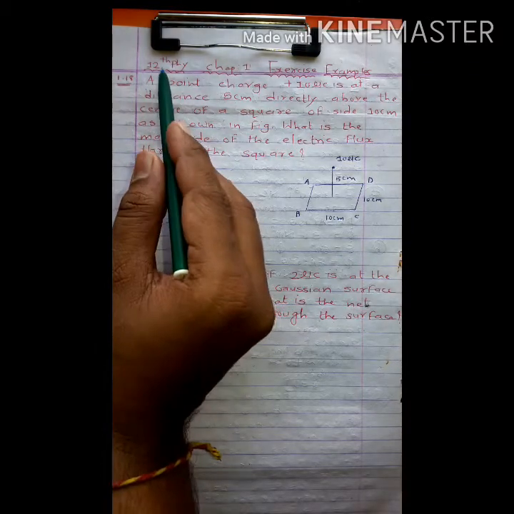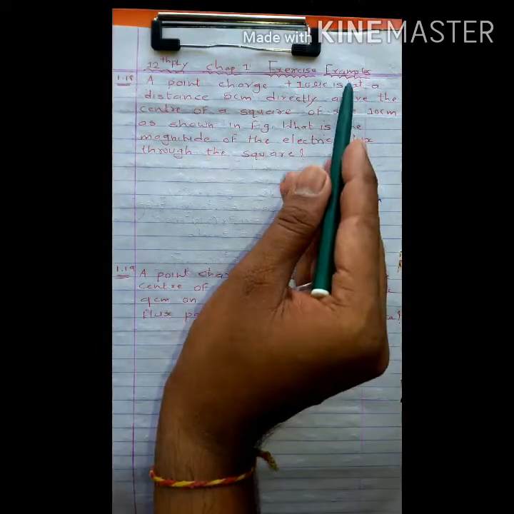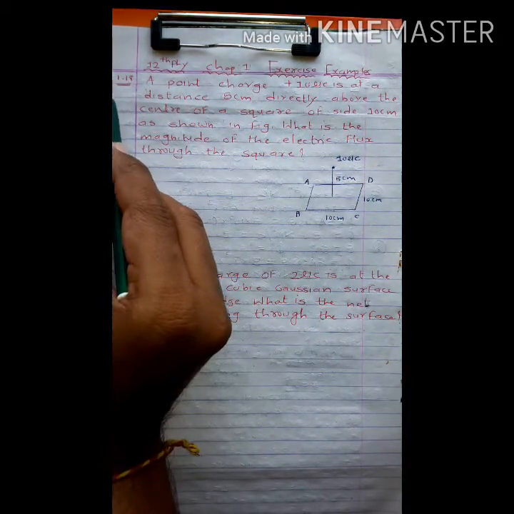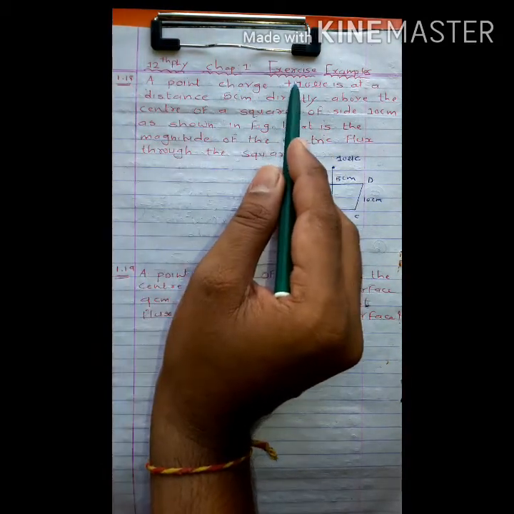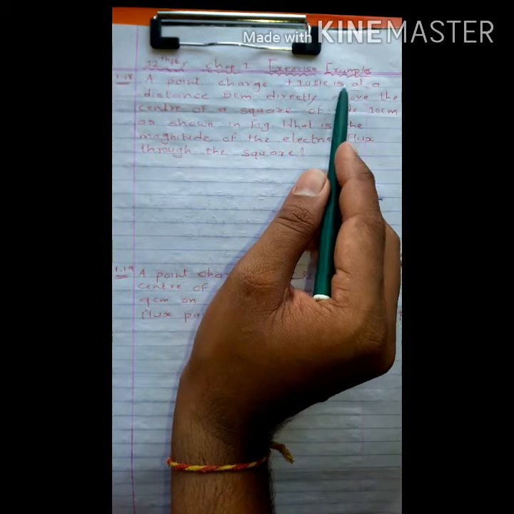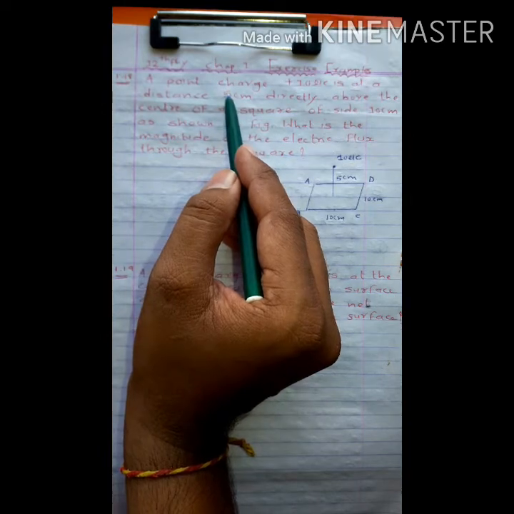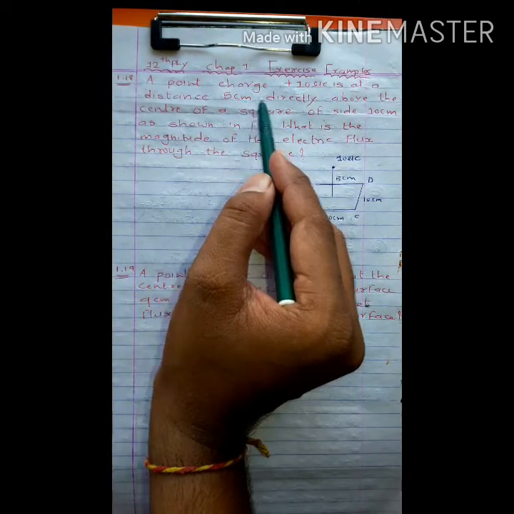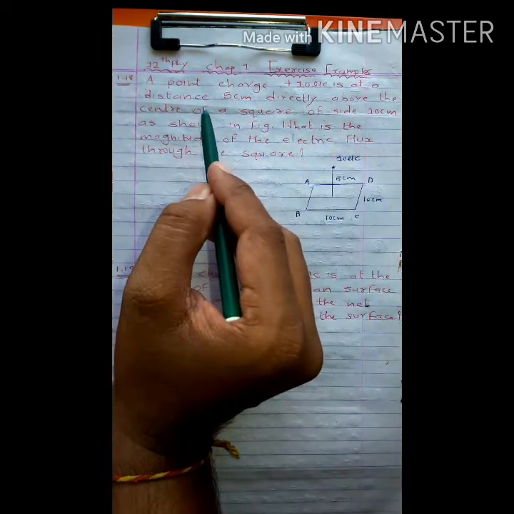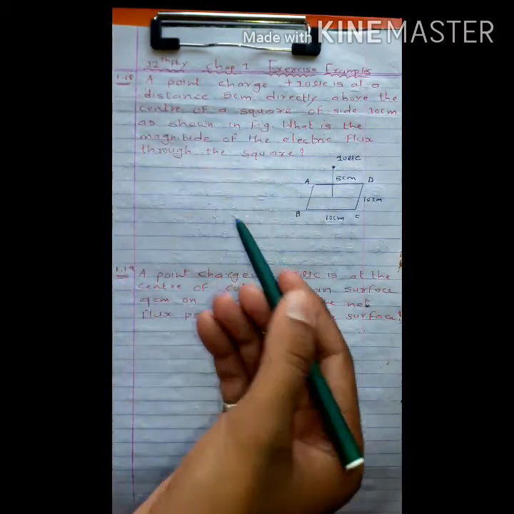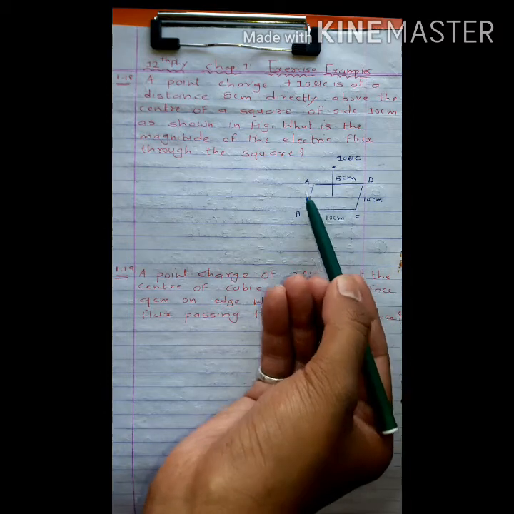Here we will discuss 12th Physics, chapter number 1, exercise example. Example number 1.18. A point charge plus 10 microcoulomb is placed at a distance 5 cm directly above the center of a square of side 10 cm as shown in figure. So this is our square ABCD.